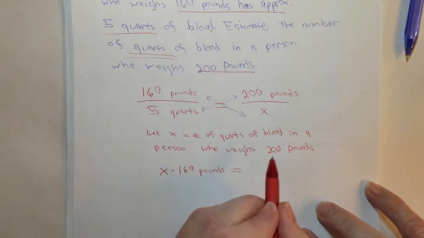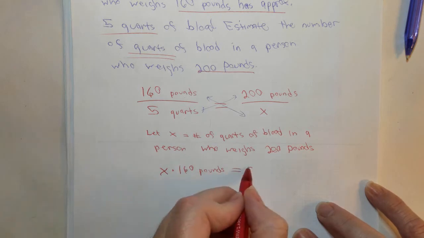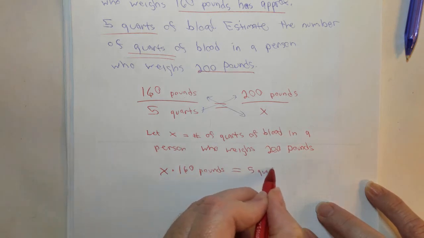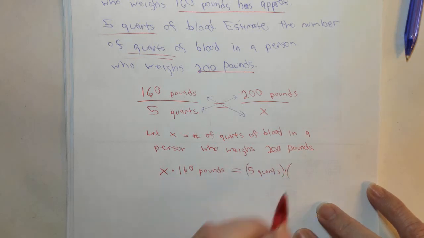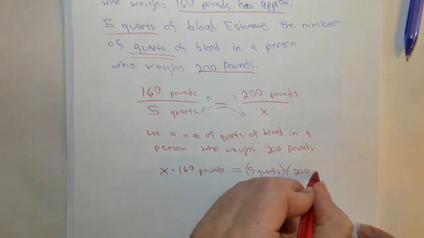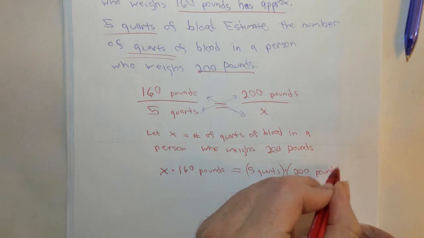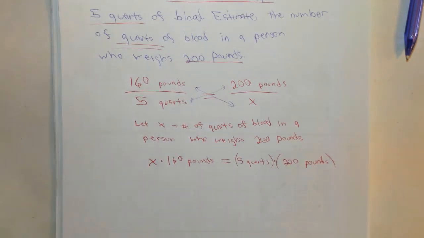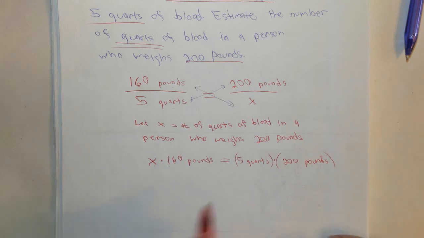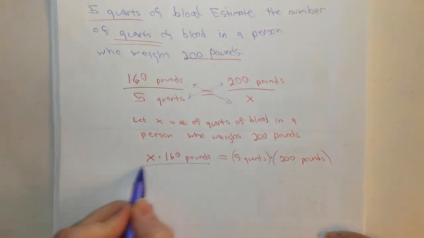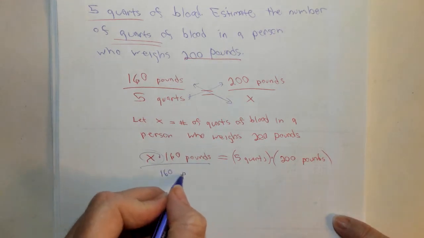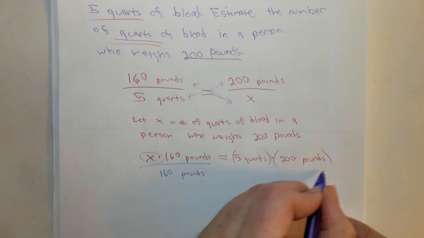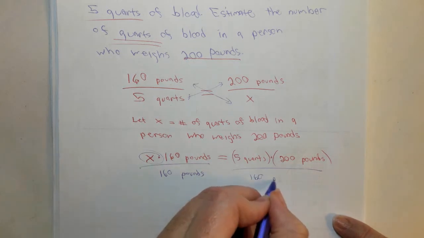And then over here we multiply those together. I get 5 quarts times, I could even use parentheses, 200 pounds. And so this is just an algebra question. I'm now going to divide by everything but the x. So divide by 160 pounds. Divide this by 160 pounds.